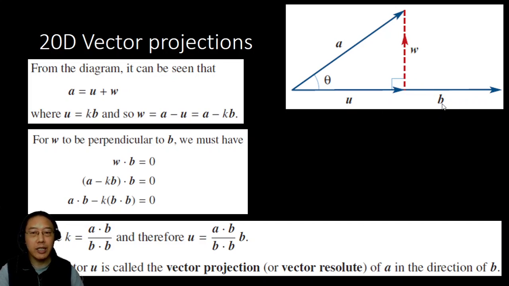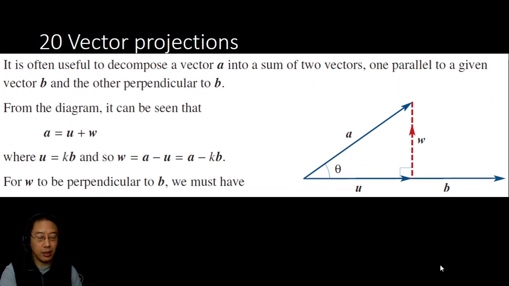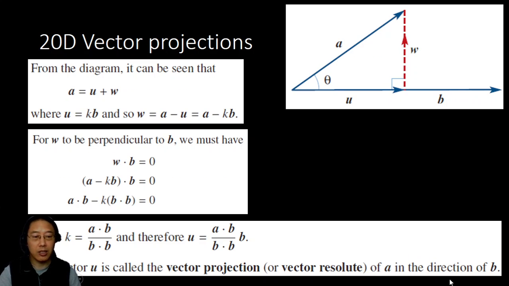Just be really careful when you read an exam or SAC question that the order of the vectors in which you decide the direction is critical. If it was the other way around, it would change the expression completely. So if it was in the direction of A, it means that U will be a vector parallel to A. So just be careful with the wording of the question.